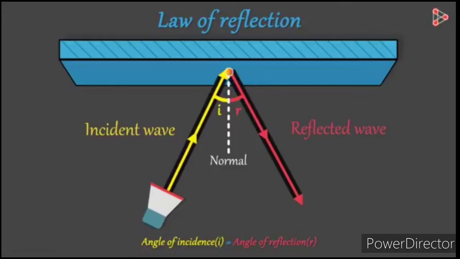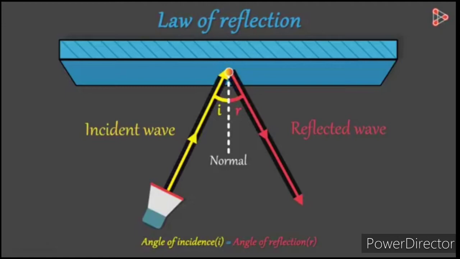Now, in the last session, we have learnt about the law of reflection, isn't it? Similar to that of the light waves, the incident ray, when it meets an obstacle, gets reflected and you get the reflected sound. And we also said that the angle of incidence is equal to the angle of reflection, and the incident wave, the reflected wave, and the normal all lie in the same plane, right? So this is the law of reflection.